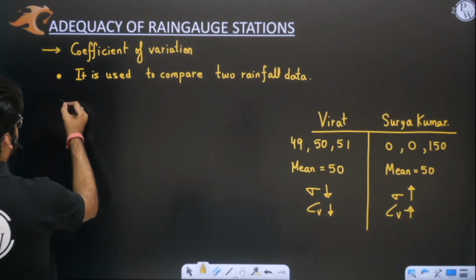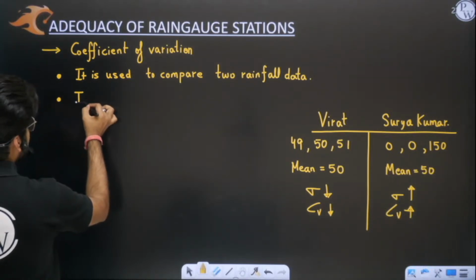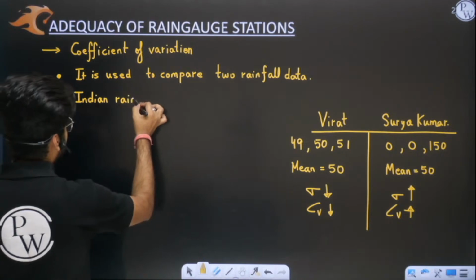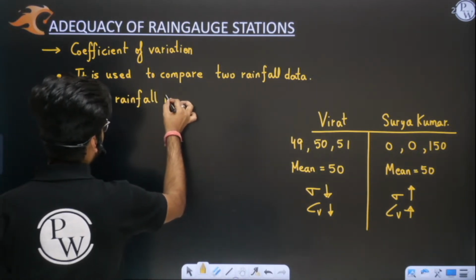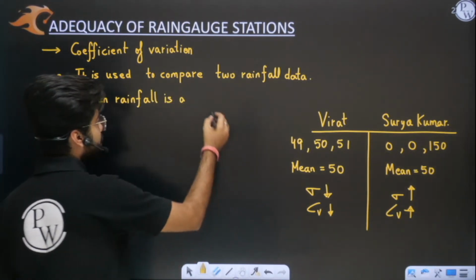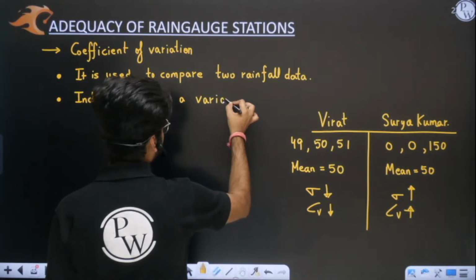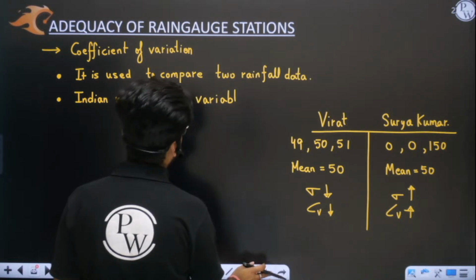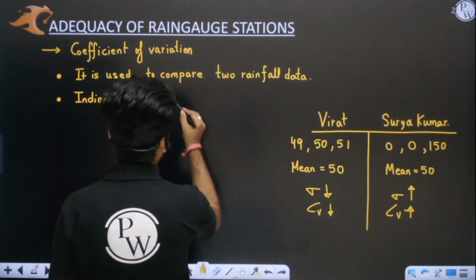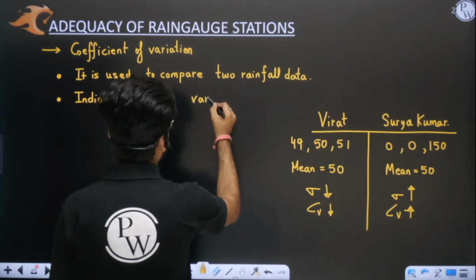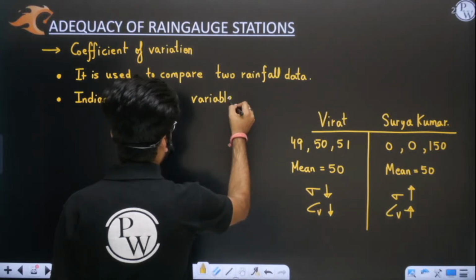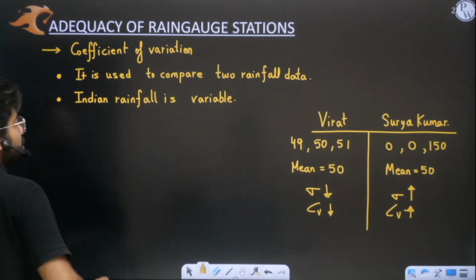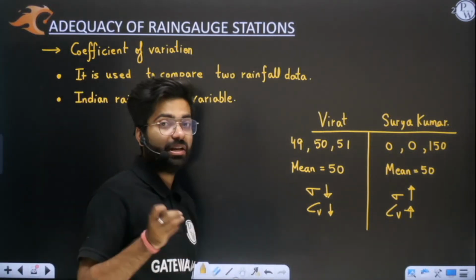Okay, one more thing, Indian rainfall is variable. Indian rainfall is a variable quantity. It is not a fixed thing. So basically coefficient of variation tells you how much variation in a rainfall is there.